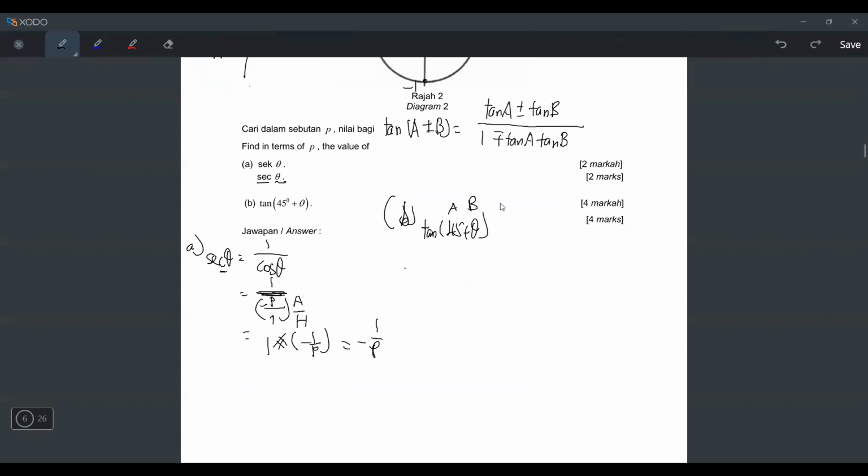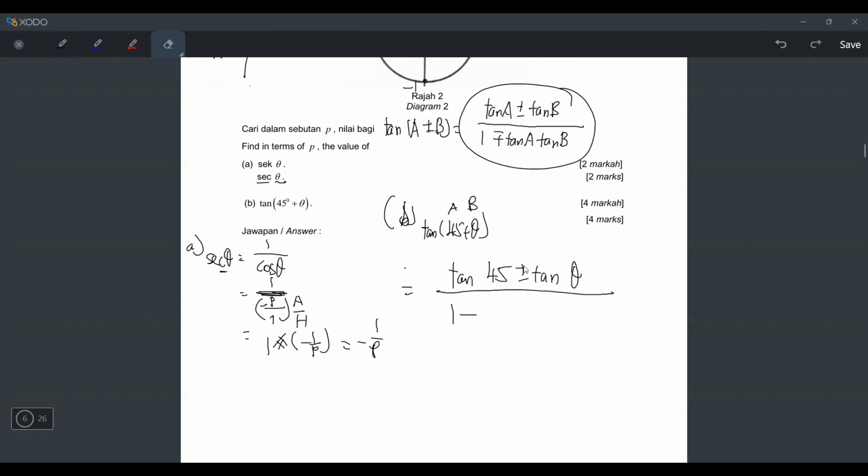Now we can break it down. According to the formula, I can break this down into tangent A plus or minus tangent B. But what is A, what is B? In my case, 45 is the A, theta is the B. And then over 1 minus or plus, you should write minus, okay? The top one I should write plus. Because if the top is plus, then the bottom is minus. But if the top is minus, then the bottom is plus, right? But now my case is plus, so top is plus and bottom is minus. And then tangent A times tangent B, which is tangent 45 times tangent theta.